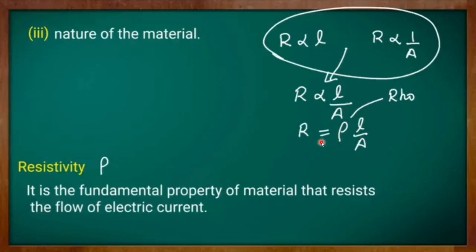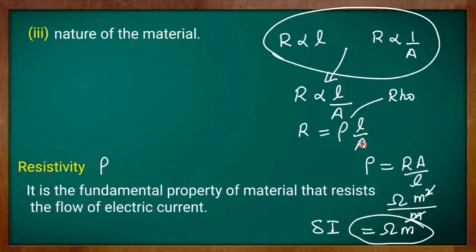Before we go on to understand resistivity, let us solve a mathematical relation for rho, that is resistivity. Okay, then rho is equal to, I will just shift this area of cross section to the LHS, then I can write it as R into A divided by L, where R is the resistance, A is the area of cross section, L is the length.